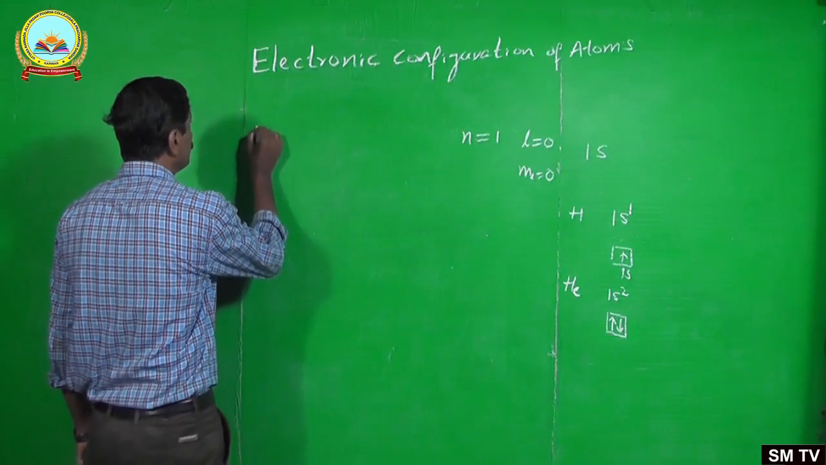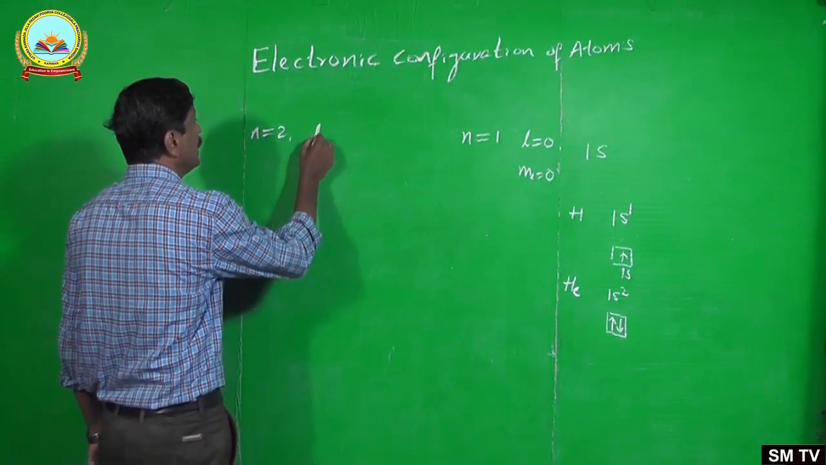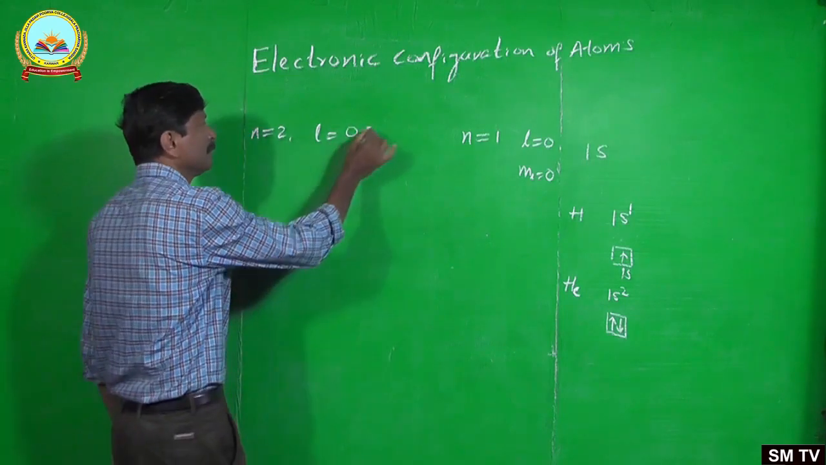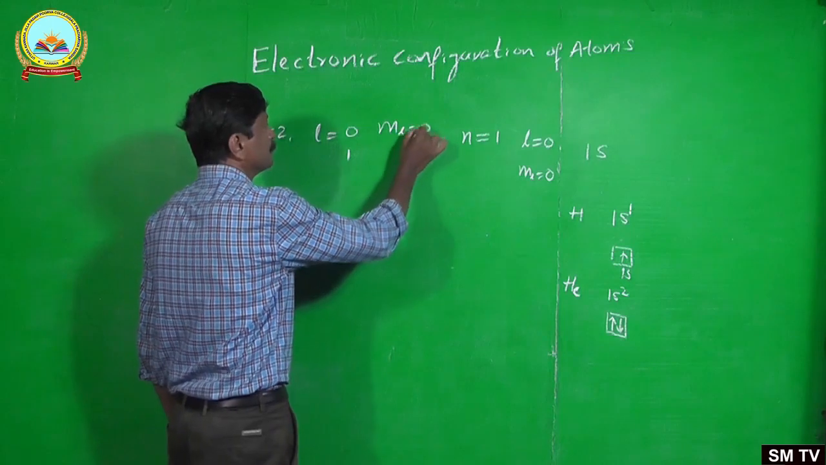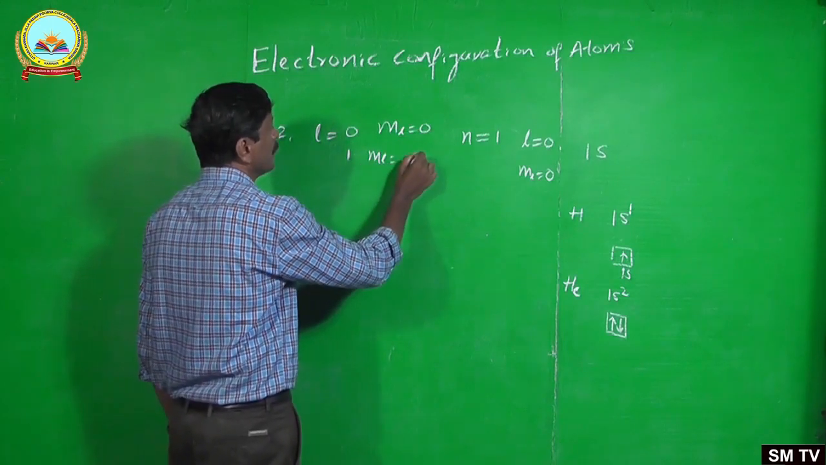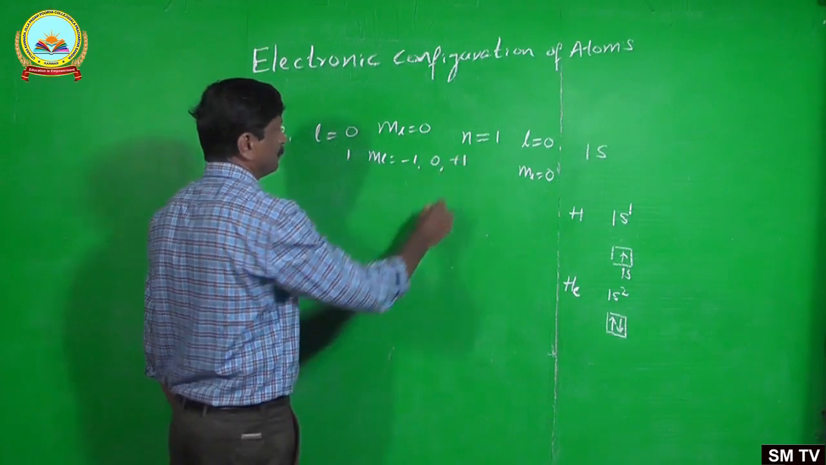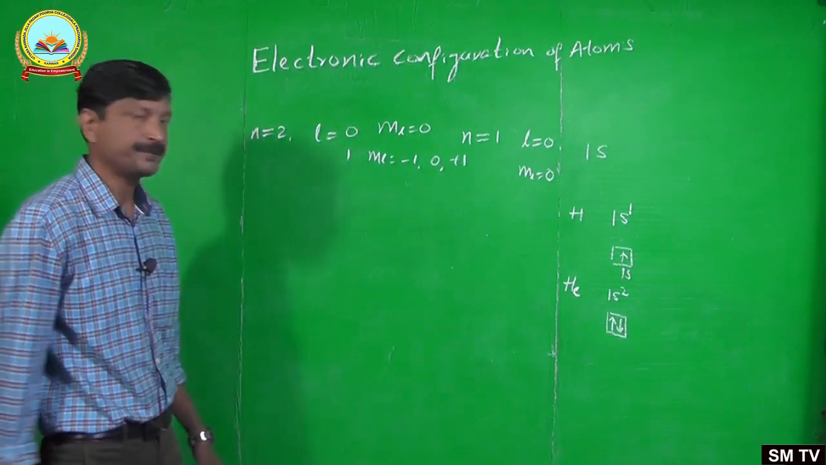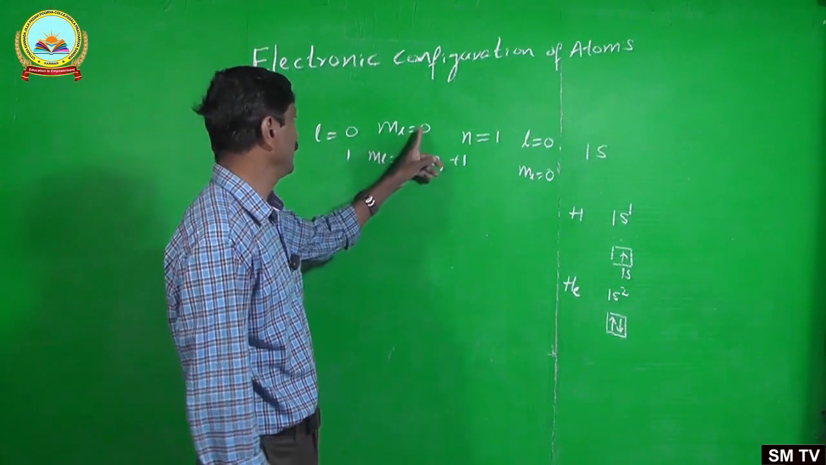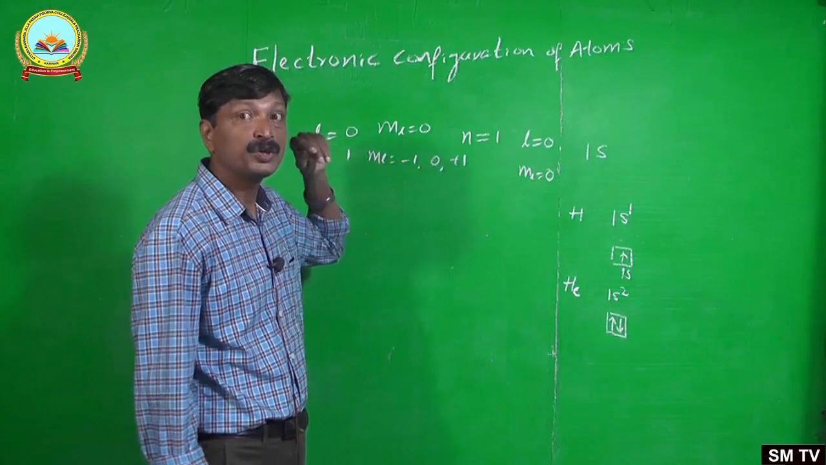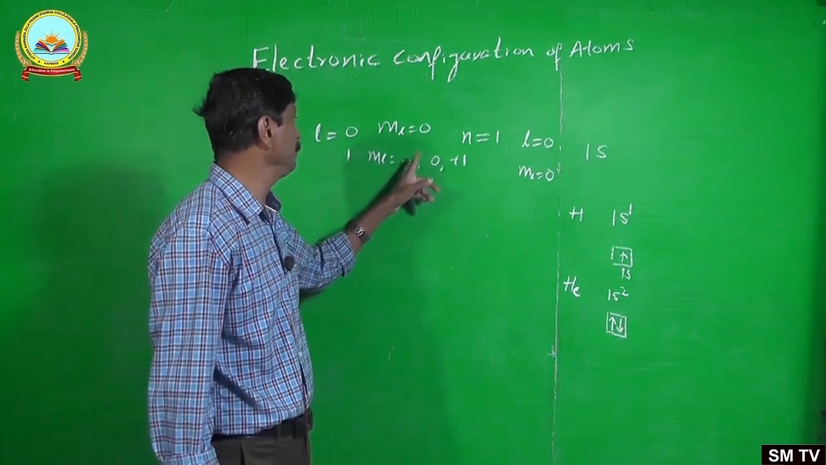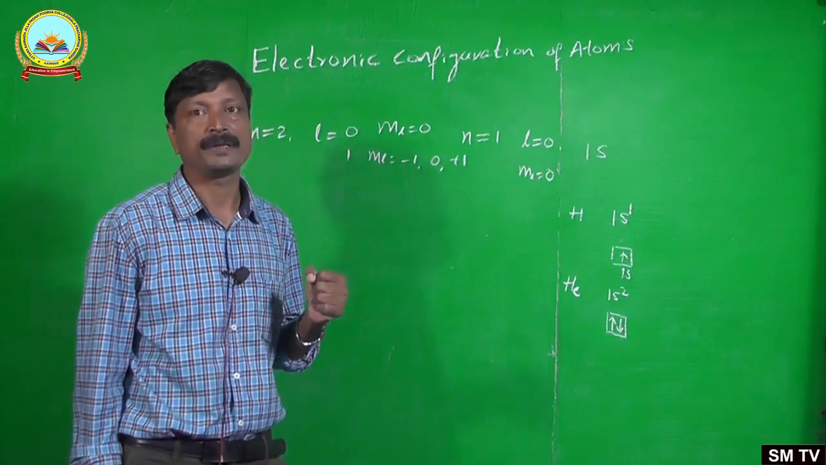If n is equal to 2, l has 2 values, 0 and 1. L equal to 0 means ml is equal to 0, and l equal to 1 means ml is equal to -1, 0, +1. That means in the second principal quantum number, how many orbitals are there? 1 s orbital, which we call 2s because it's present in the second principal quantum number, and 3 p orbitals, these are called 2p orbitals.